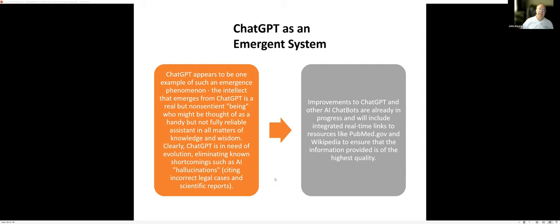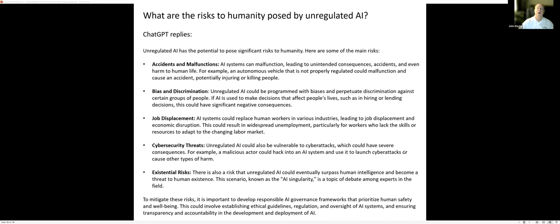Clearly, ChatGPT is in need of evolution and improvement, eliminating such shortcomings as AI hallucinations, citing incorrect legal cases and scientific reports. But that's just a matter of the next generation product. Improvements to ChatGPT and other chatbots will include real-time links to resources like PubMed.gov and Wikipedia, as well as the legal literature to ensure that the information provided is of the highest quality.